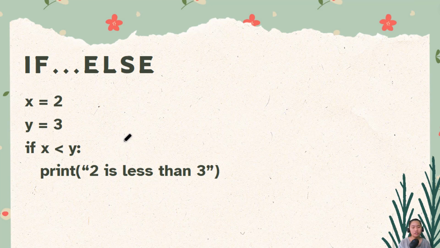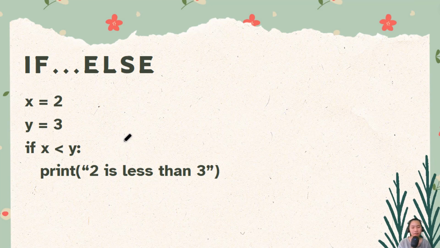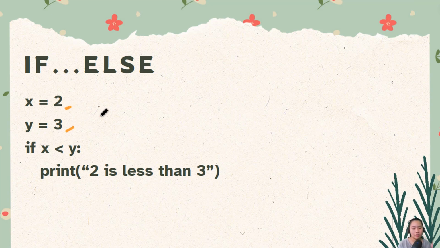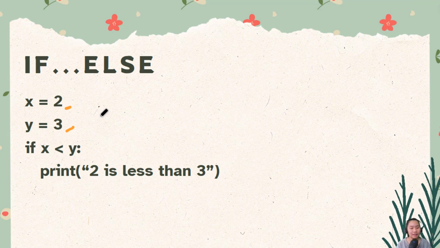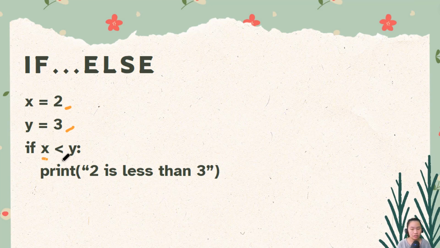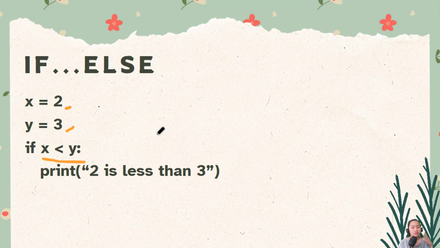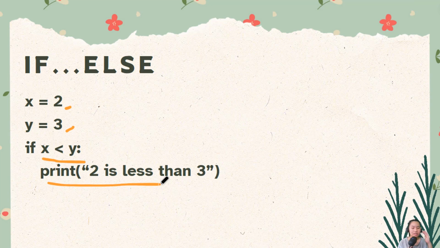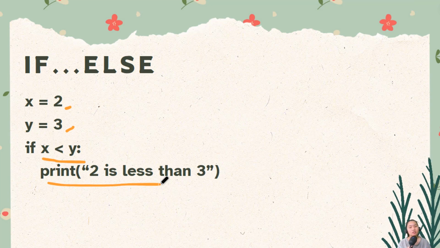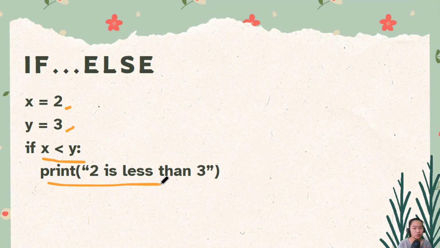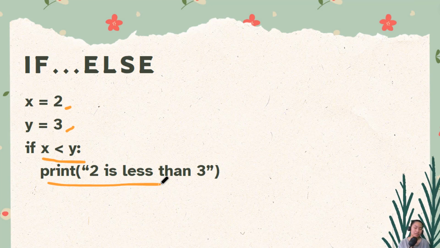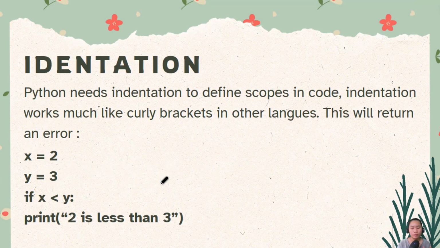So, after logical conditions, let's take a look at the simple syntax of if and else. At the bare minimum, you have two values, x and y. If x is less than y, so this is your condition right here. If the condition is true, execute whatever is below here or whatever is in the condition. If x is less than y, so if 2 is less than 3, print 2 is less than 3. Very easy to understand, right? So let's move on to the next part.